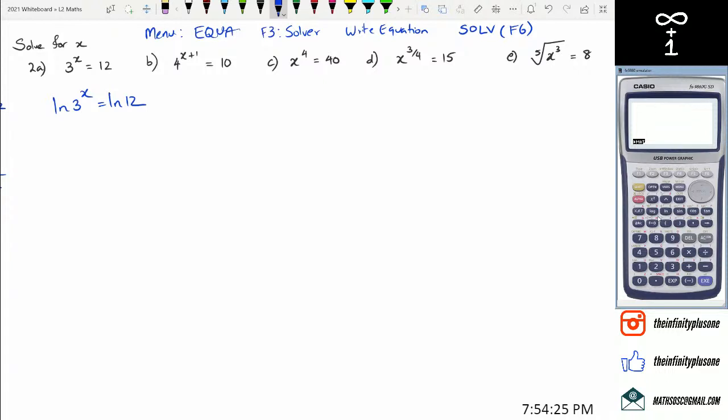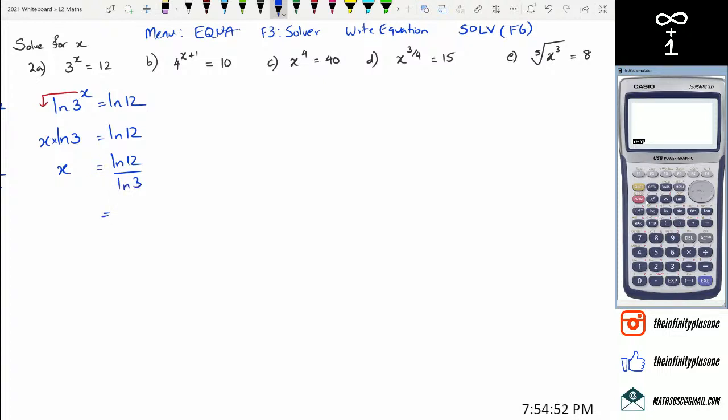Then I can move the x to the front. Now this is a standard thing. This happens whether you use ln or whether you use log. So I'm going to write this as x ln 3 equals ln 12. Because x is getting multiplied here, I can rearrange this as x equals ln 12 divided by ln 3.